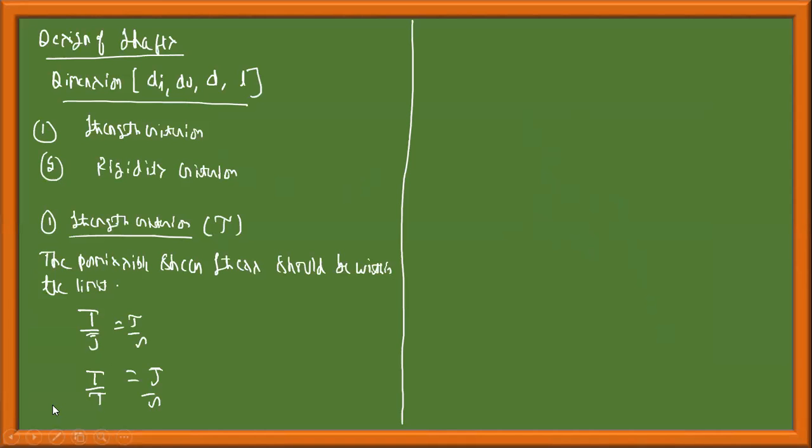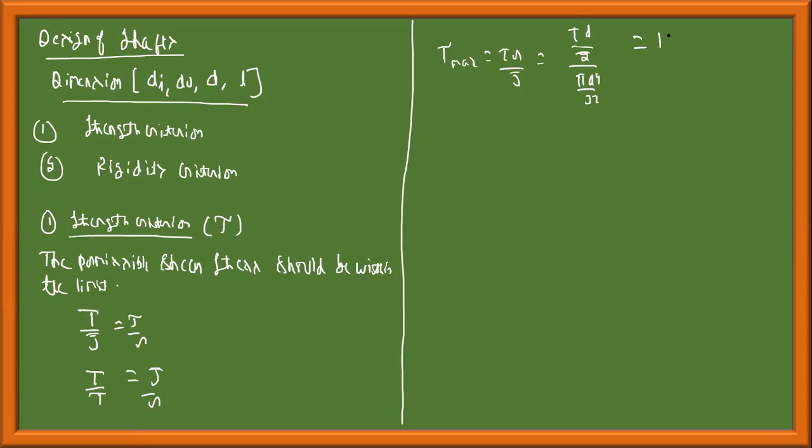T by tau is equal to J by R. Generally, this is more than sufficient, but for your understanding or curiosity, I'm telling you, this has to be in this way. Tau max. I'm designing for maximum shear stress. Tau max should be equal to TR by J, which is equal to T into D by 2 by J, if I consider solid shaft, where J is pi d power 4 by 32, which is nothing but pi d power 4 by 64 plus pi d power 4 by 64, which turns out to be pi d power 4 by 32.